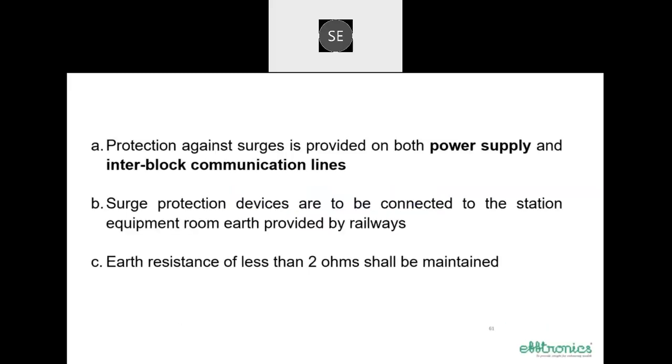Since it is an electronic system, it is always prone to failures affected by surges. To protect against surges, surge protection devices are provided for both power lines and communication lines. Both power and data lines are surge protected. The surge protection devices need to be connected in the station equipment room to the earth provided by the railways. Ideally, the earth resistance shall be less than 2 ohms.